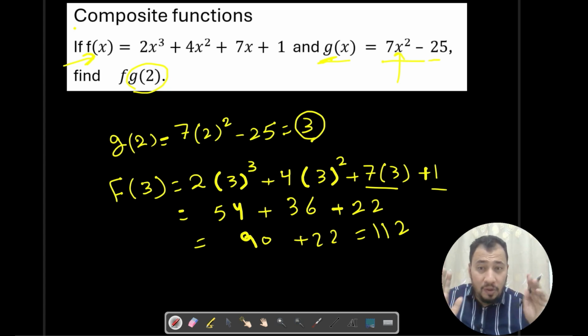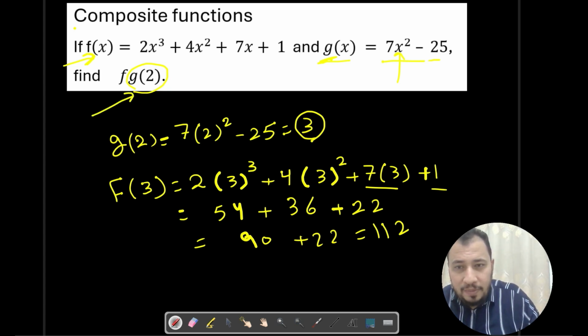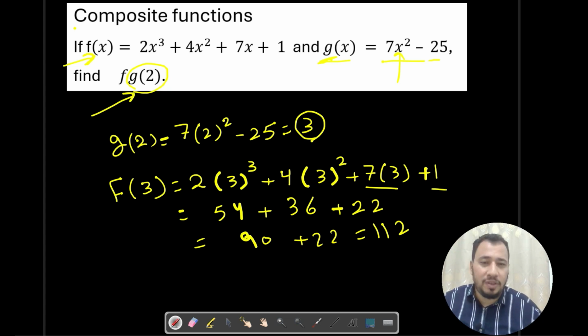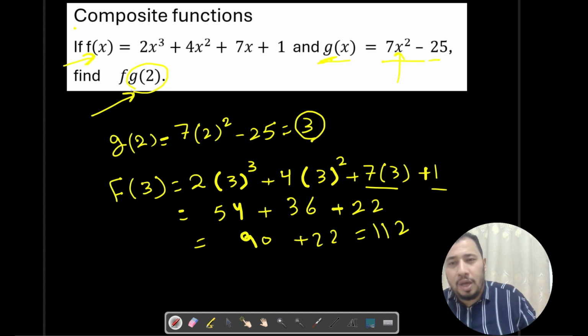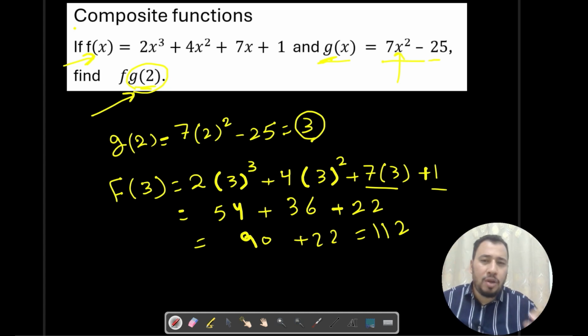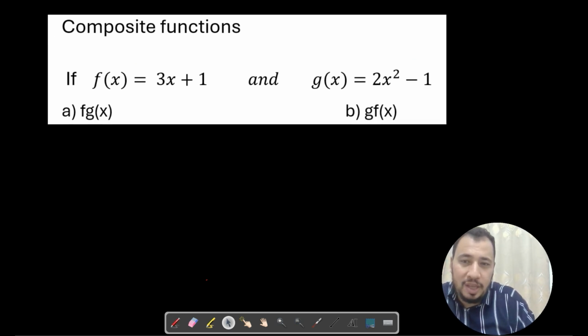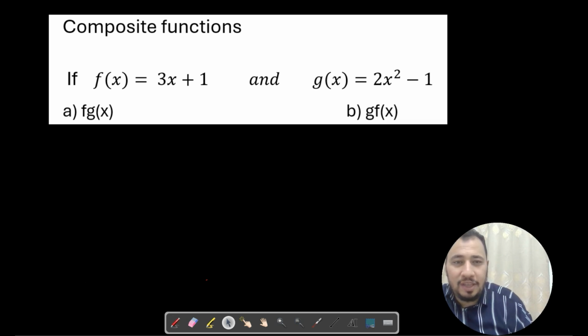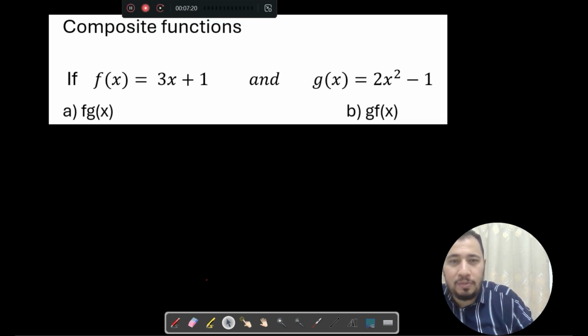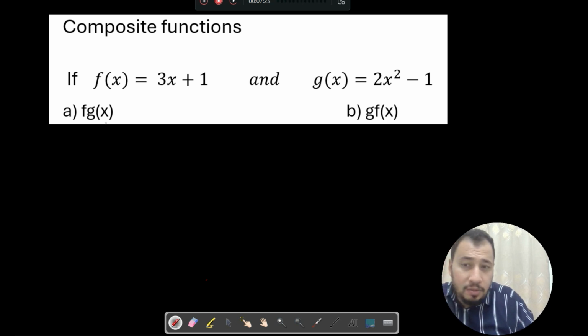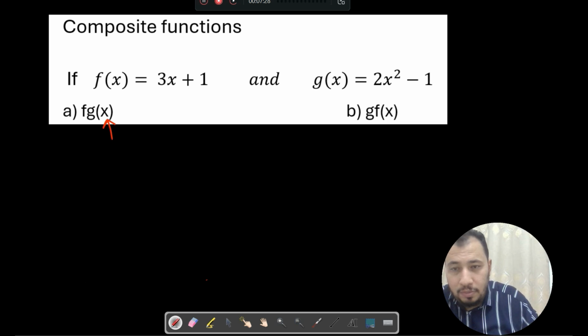Remember, always the function on the right must be performed first. Is it always like this? No. The question will not always bring you g of a number and get the answer. Come here about composite functions also, which is f of x equal 3x plus 1 and g of x equal 2x squared minus 1. Here, unlike the first question, we had a number. He gave me x. He didn't ask me to substitute with anything.